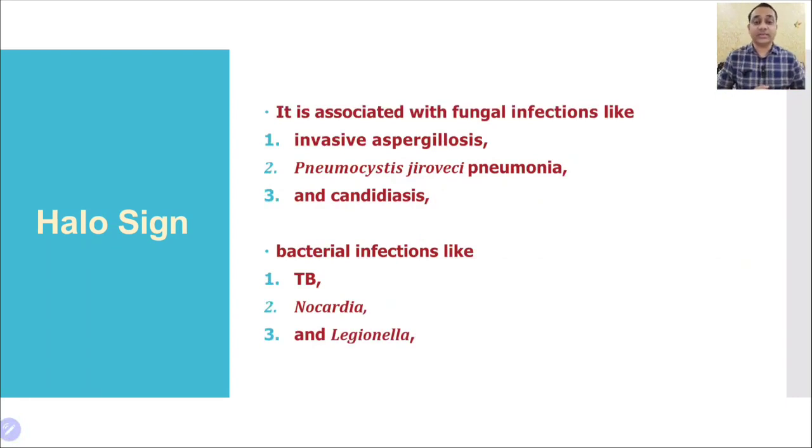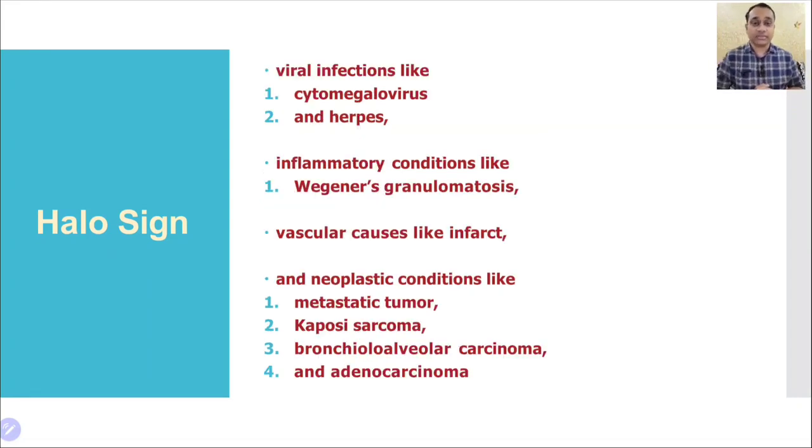So let us discuss these conditions. It is associated with fungal infections like invasive aspergillosis, Pneumocystis jirovecii pneumonia and candidiasis, bacterial infections like TB, nocardia and legionella, viral infections like cytomegalovirus and herpes virus, inflammatory conditions like granulomatosis with polyangiitis, vascular causes like infarct, and neoplastic conditions like metastatic tumor, Kaposi sarcoma, bronchoalveolar carcinoma and adenocarcinoma. So these are the very important differential conditions in which the halo sign can be present.